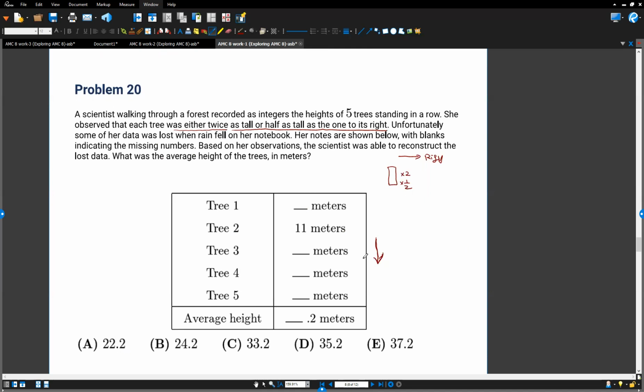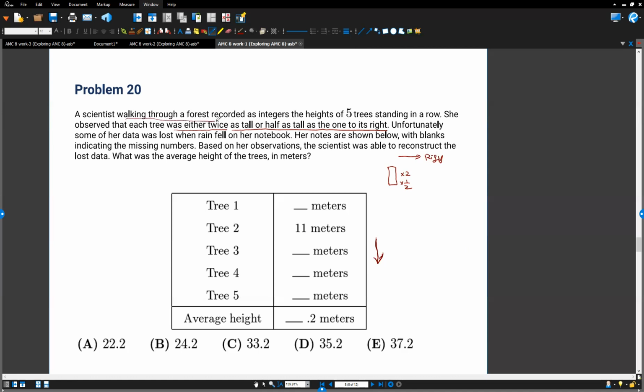Unfortunately, some of the data in the notebook was lost, indicated by blanks. Based on these observations, the scientist was able to reconstruct the lost data. What was the average height of the trees in meters? We're going to find the average: the sum of all these 5 numbers divided by 5.